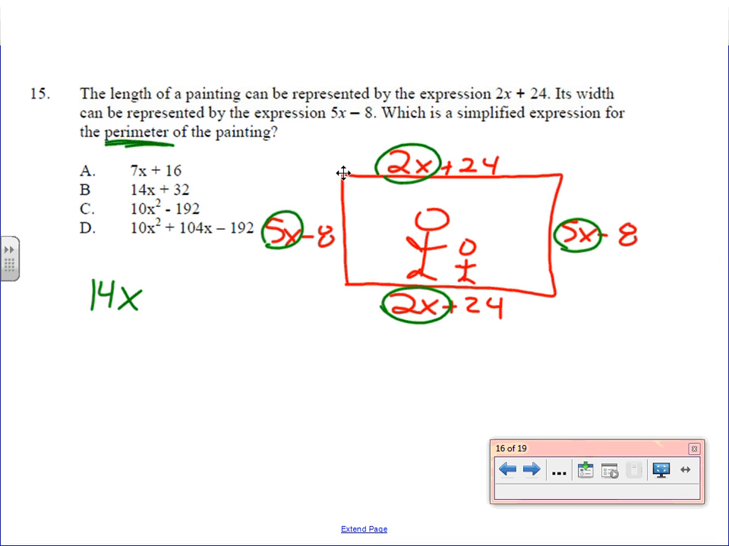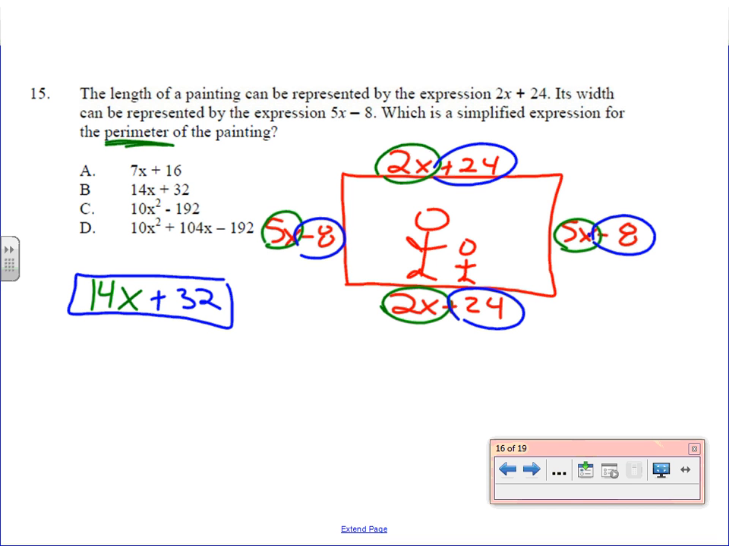Now I'm going to add up all the constants. I'm going to add up the 24, the negative 8, the 24, and the negative 8. So what do we get when we add all that together? 32, positive 32. Therefore, the perimeter would be represented with the expression 14x plus 32, making B the correct answer. That's our perimeter.